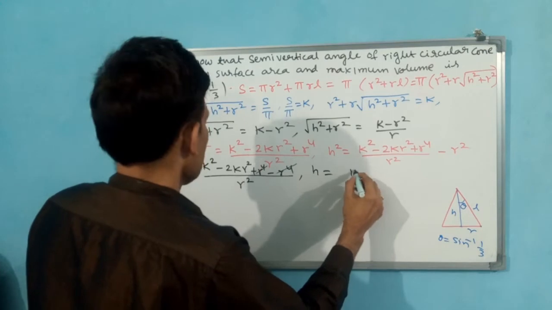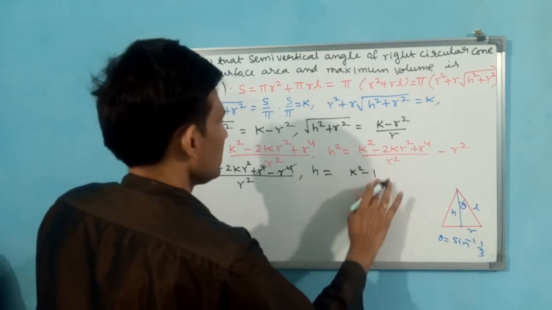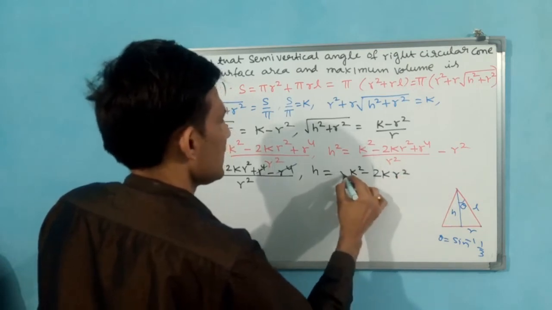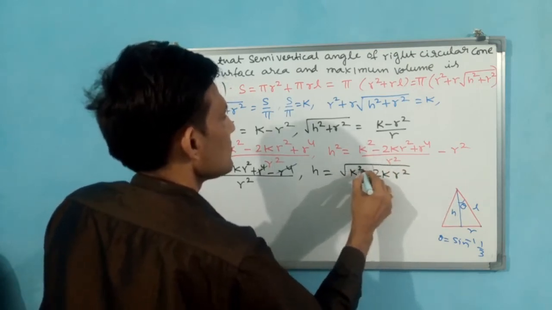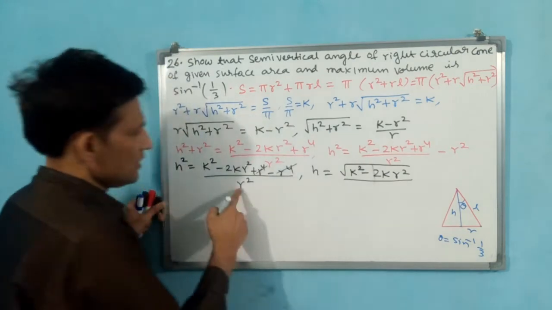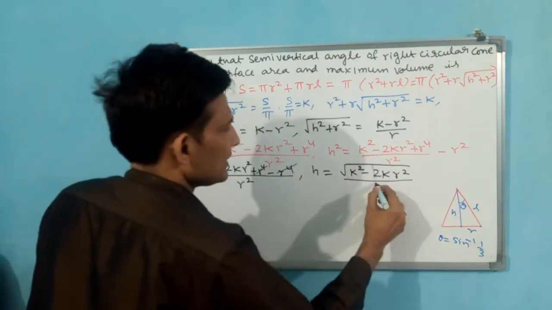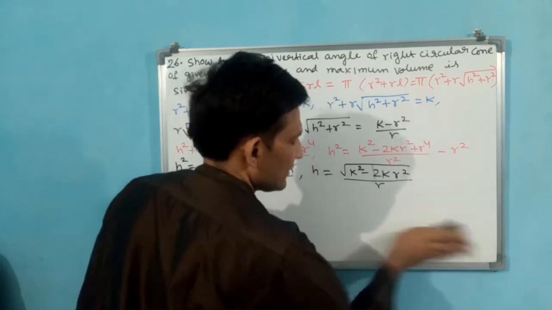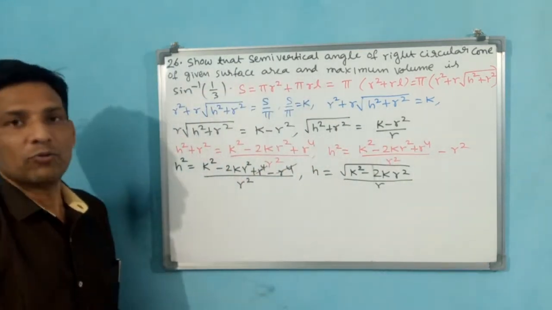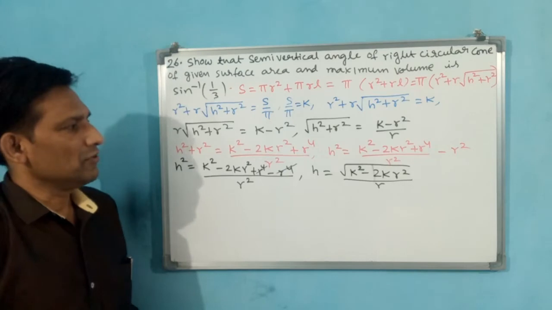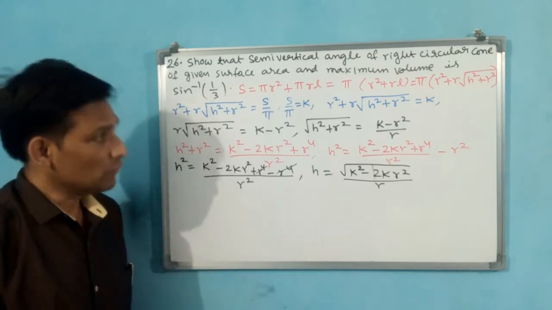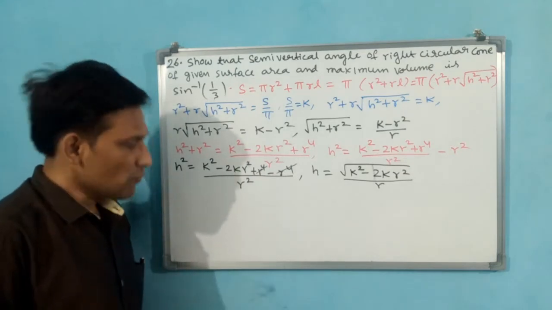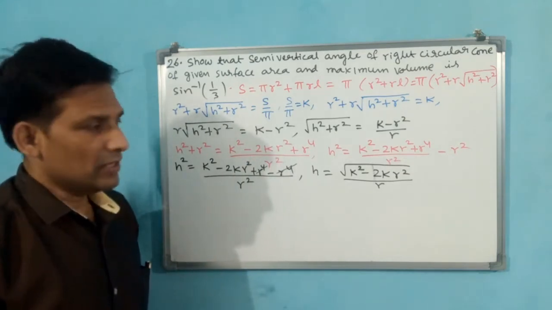Square root of k square minus 2k r square under root, divided by r square, means root r only. This is r. This you require. Whatever we have done until now is only one step. Now you proceed for volume.